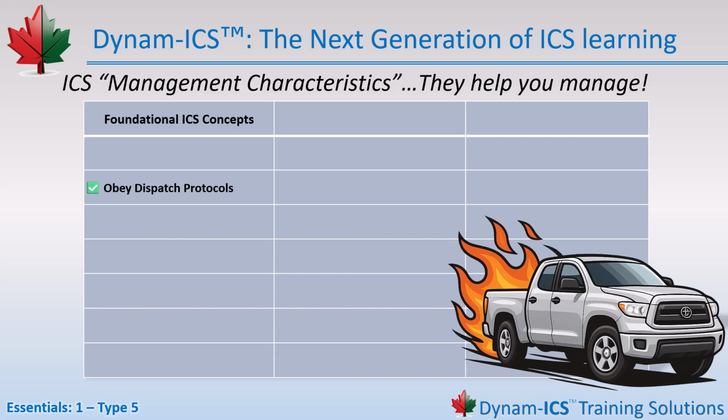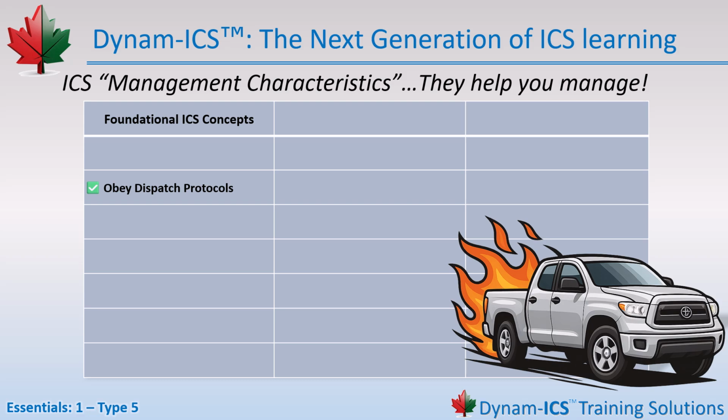Let's talk about dispatch and deployment, one of the biggest headaches at any incident. Here's the rule. If you weren't requested, don't self-deploy. Showing up unannounced might seem helpful, but in ICS, it actually creates more problems. The incident commander has to track, brief, assign, and account for every person and piece of equipment on site. When people just show up, they disrupt the system, clogging staging areas, duplicating tasks, or worse, putting themselves in danger.